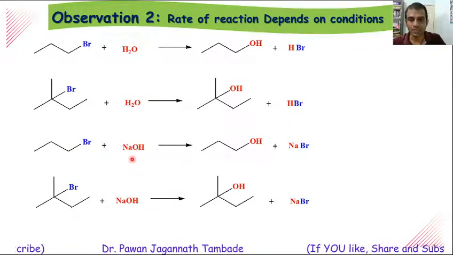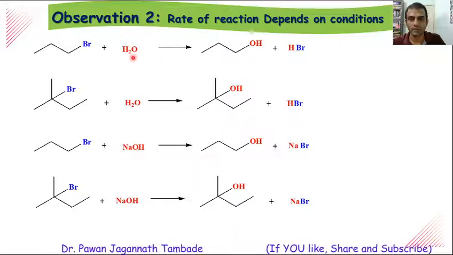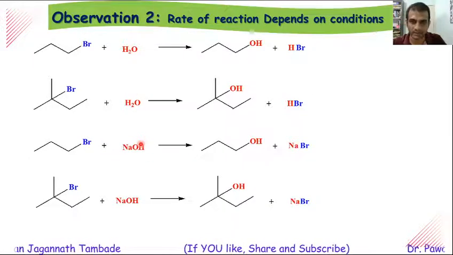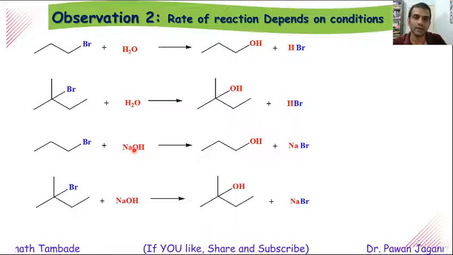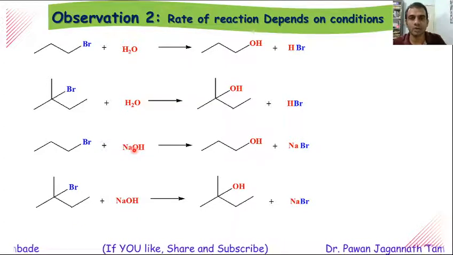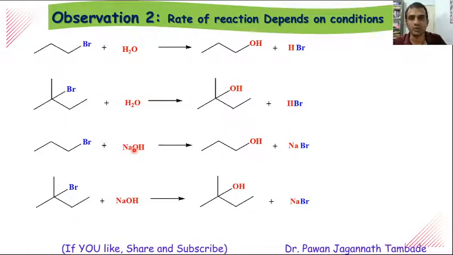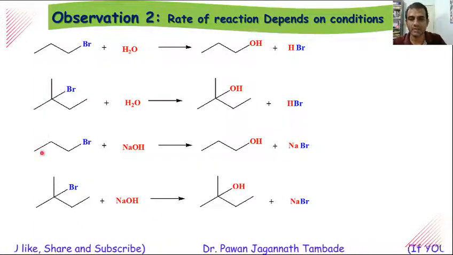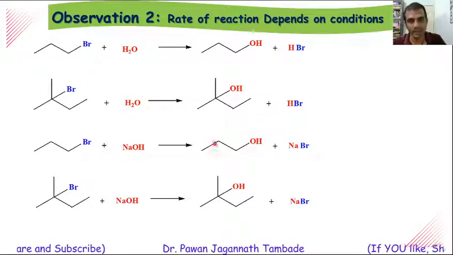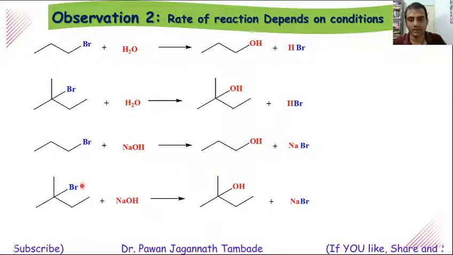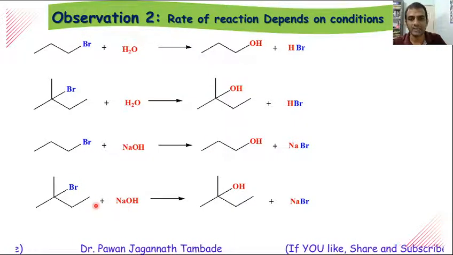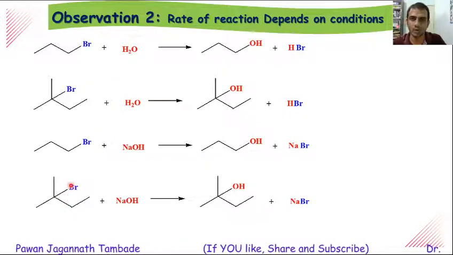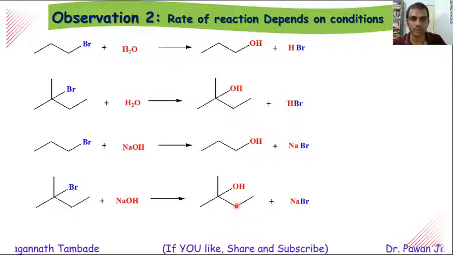Now we change the nucleophile. Water is a weak nucleophile, however NaOH produces OH minus ion which acts as a nucleophile, and OH minus ion is a stronger nucleophile as compared to water. And when this NaOH is reacting with this alkyl halide, we are expecting a similar product. And when this NaOH is allowed to react with this tertiary alkyl bromide, we are expecting this product.